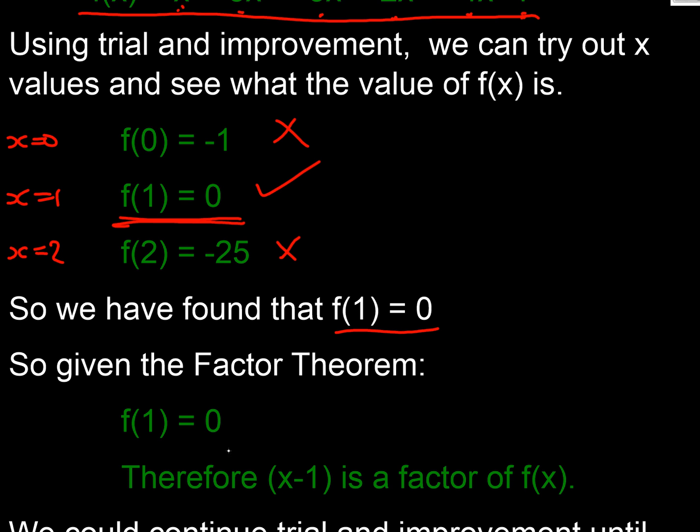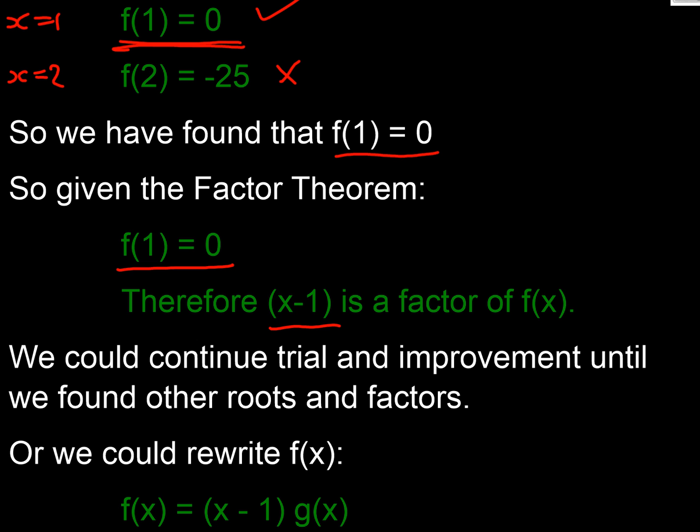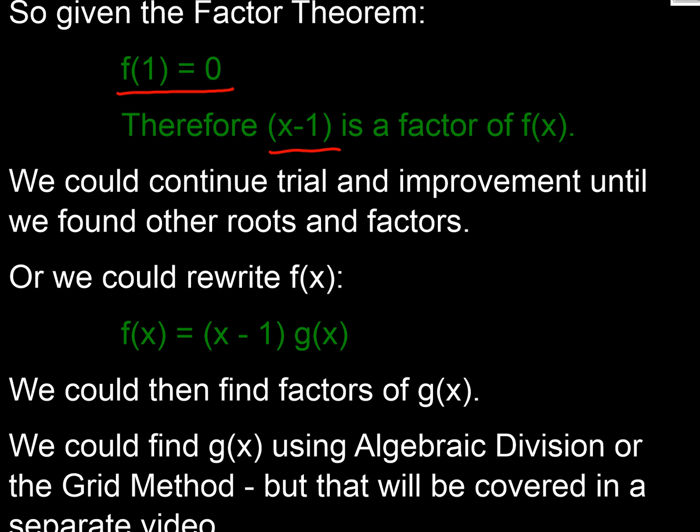And given the factor theorem, if f of 1 equals 0, therefore x minus 1 is a factor of f of x. Now we can either continue looking for the others by trial and improvement until we find all 5, and they may not be obvious ones. Or we could just think about rewriting what we've just done. So our f of x now equals x minus 1 times g of x. And we could then use other methods like algebraic division or the grid method to find out what g of x is and then go through the factors of that.